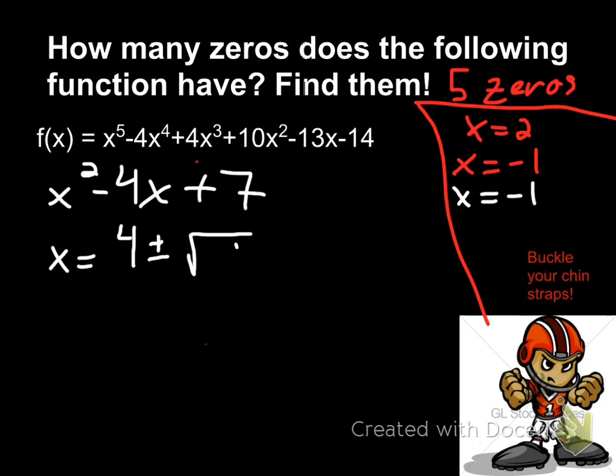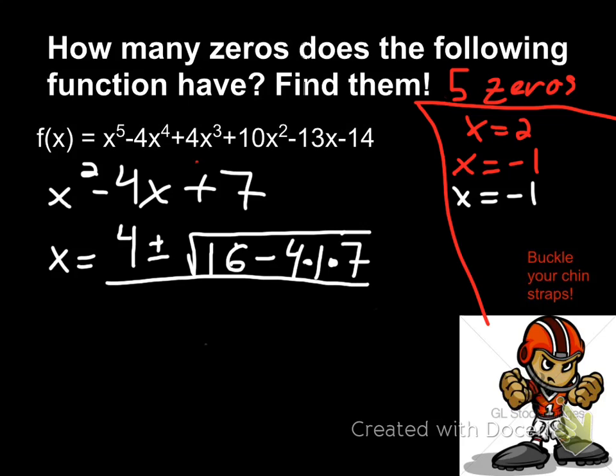Plus or minus the square root of b squared. -4 squared is 16. 16 minus 4 times a, which is 1, times c, which is 7. All divided by 2 times a, and a is 1, right? So can we just say divided by 2? Okay.